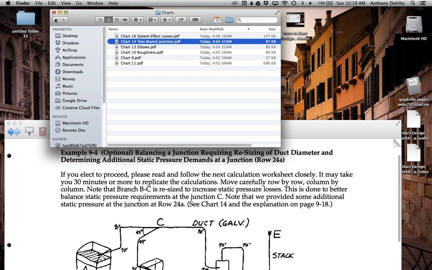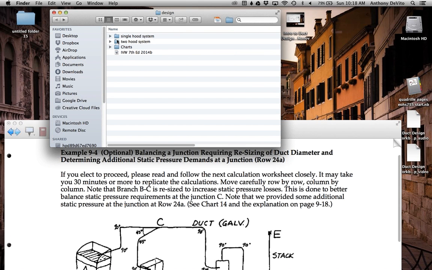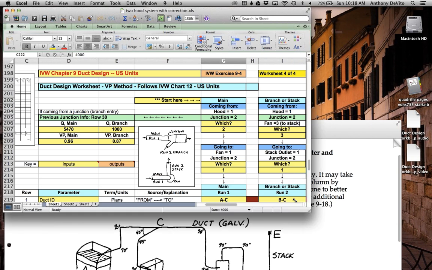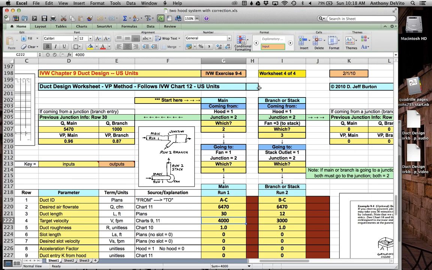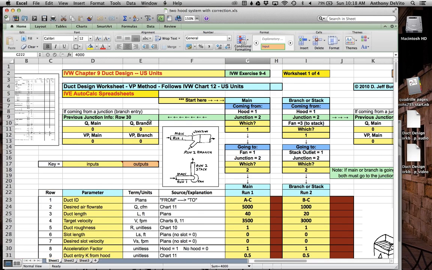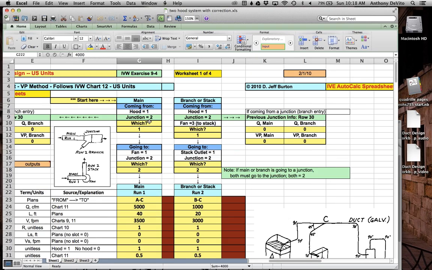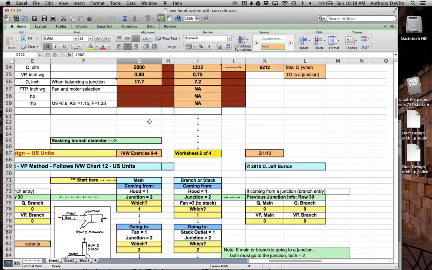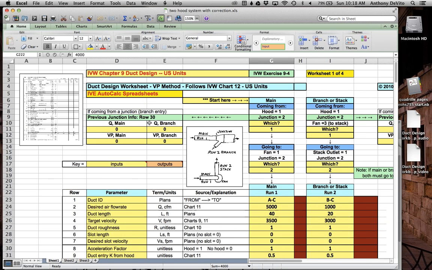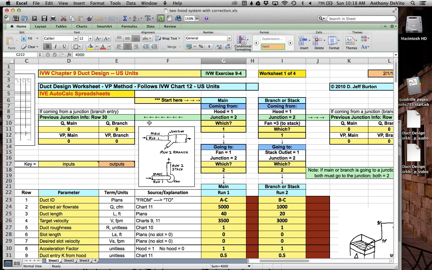Let me go back here to the hood system. This one's going to involve a correction. That's why it's a little bit more complicated. I start at the top, just like before. Now notice that we've copied this spreadsheet 3 times. There's going to be a correction involved in here. It's not as complicated as it looks. Just go through it. It's all linear, so you go through it one piece at a time.